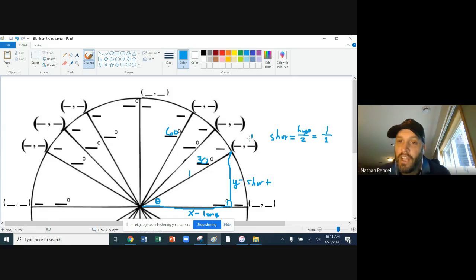A lot of you put that as your rule in your class check. Take your hypotenuse divided by 2. That's going to be your short leg. Next was your long leg. And your long leg you can also find using your hypotenuse. Your long leg is your hypotenuse times the square root of 3 over 2.